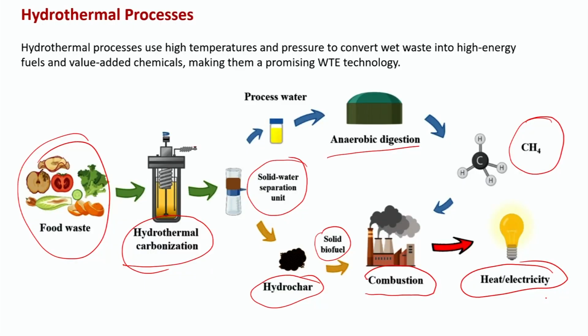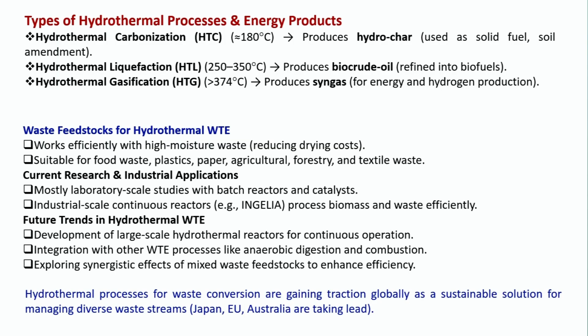So from this process, in both ways you are going to get your methane, because mostly the waste materials are rich in organic resources, so definitely you will be capable of producing methane, as well as through this particular combustion you will be able to produce syngas as well. Now, let us have a look at the types of hydrothermal processes and energy products.